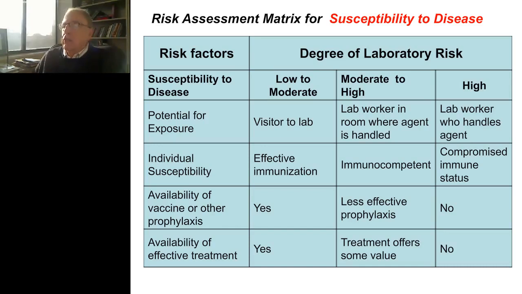So then you can go across, but the highest being the lab worker who handles the agent in the laboratory, having the highest risk of exposure. The individual susceptibility goes the same way. If somebody's been effectively immunized, they're at a low risk. But if they're immunocompetent, they're at a moderate to high risk. But if somebody is immunocompromised, and this could be for a number of reasons, maybe they're taking some treatment for a disease, for example, that could pose them to be immunocompromised, then they're at high risk.